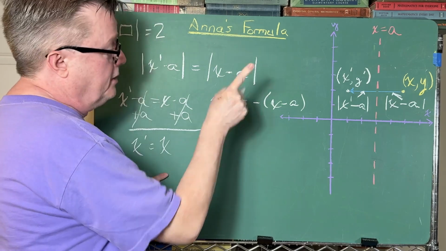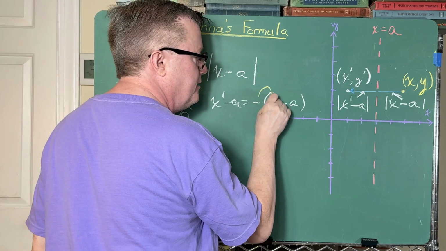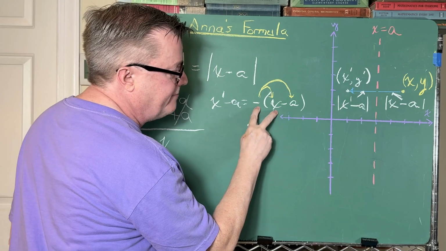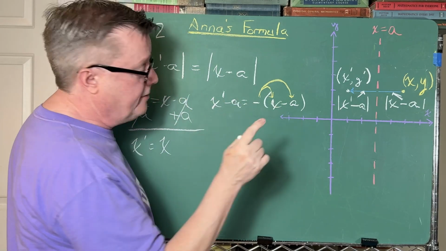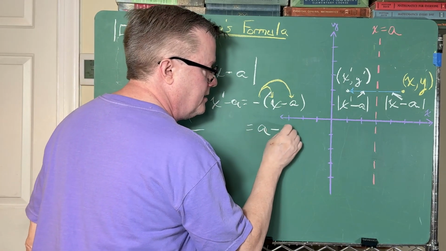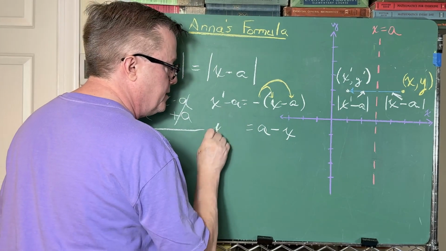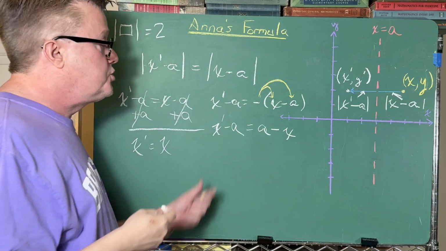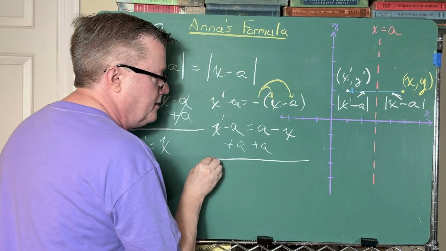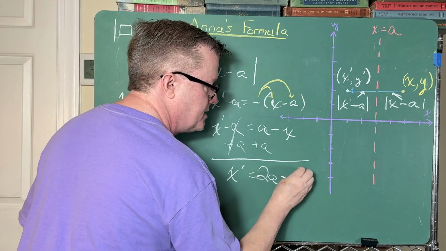Let's solve this formula for x prime. I notice I have parentheses here, so I need to distribute this negative in. If I distribute that negative in, I'm going to have a negative x plus a. Look carefully. Negative x plus a. And I'm going to write that like this. I still have a negative x plus a, I just wrote it in the reverse order. And that's equal to x prime minus a. Great. Let's solve this equation for x prime. You can add a to both sides. This time, when those cancel, I get x prime equals 2a minus x.